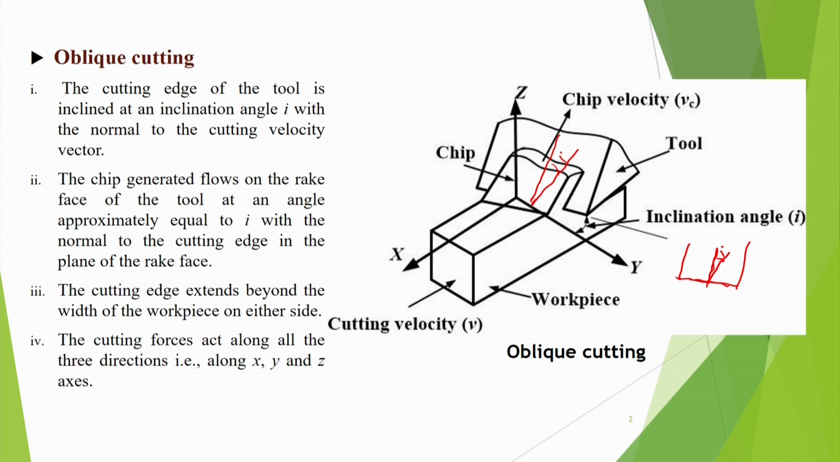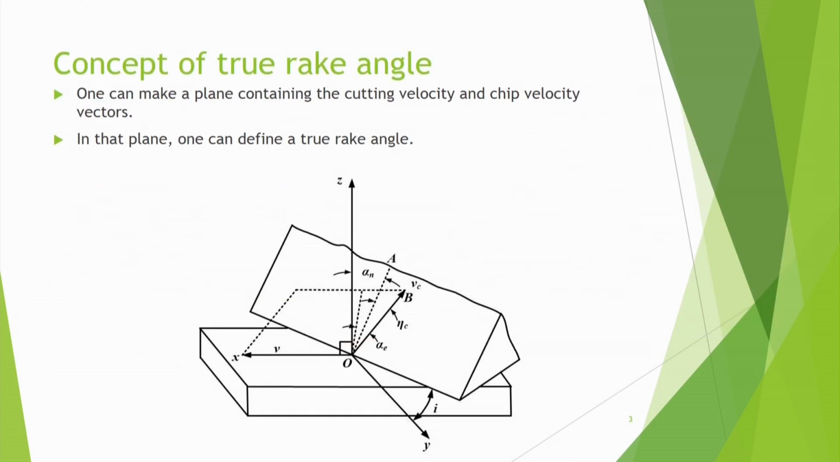Whereas in orthogonal cutting, if it is a pure shearing operation, there is no force along the y direction. There is one force called the cutting force along the x direction, and a thrust force along the z direction. But here we have to get three components in space, so you have to consider all these components and do a complicated analysis.